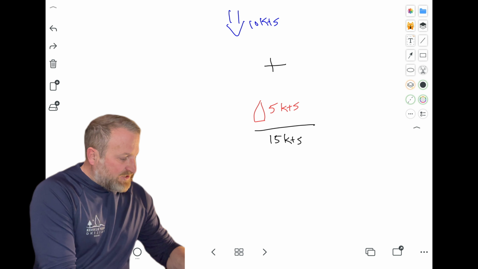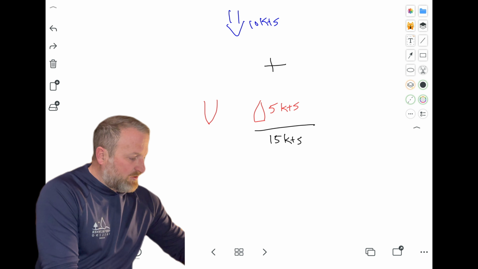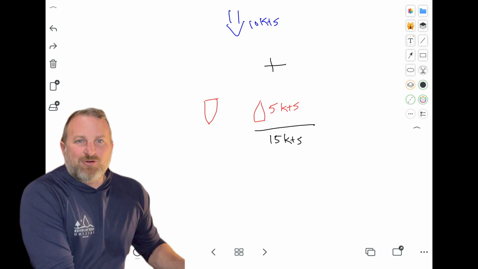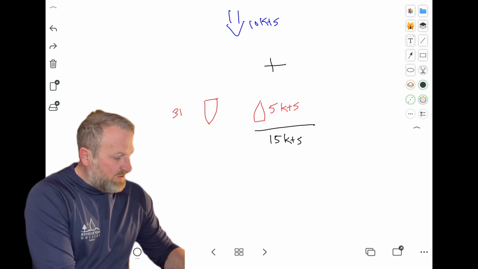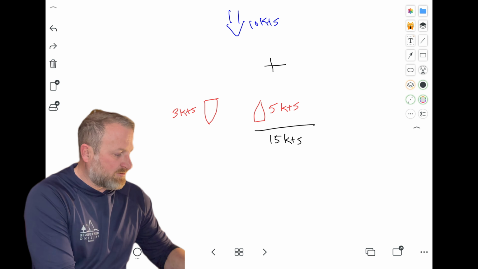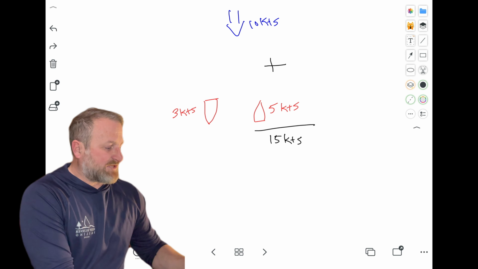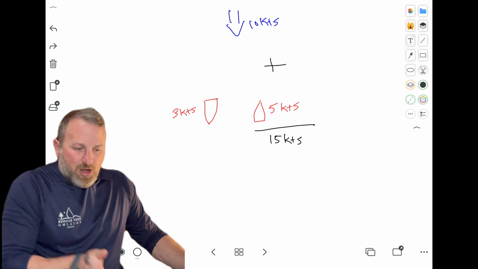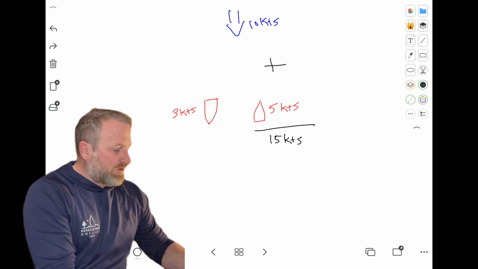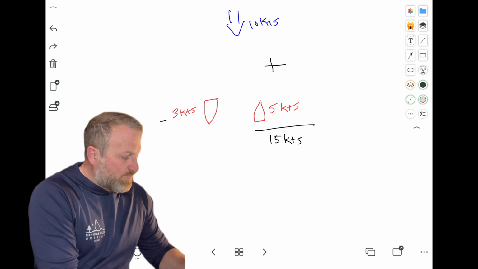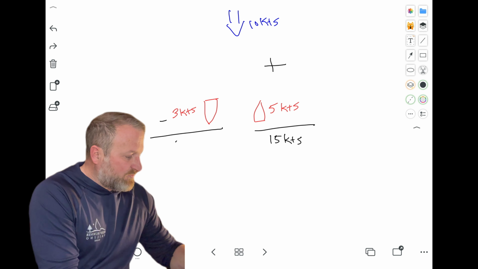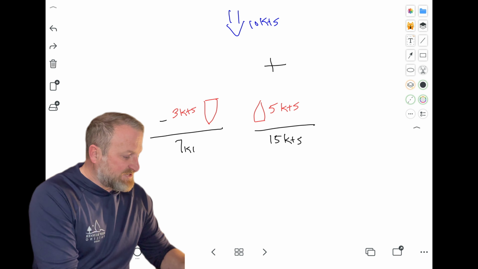When we're traveling directly downwind, let's slow ourselves down and say we're only moving 3 knots. If we're only moving 3 knots and going directly ahead of the wind, we can subtract our boat speed of 3 knots from that true wind of 10 knots, and we are going to feel 7 knots of apparent wind.